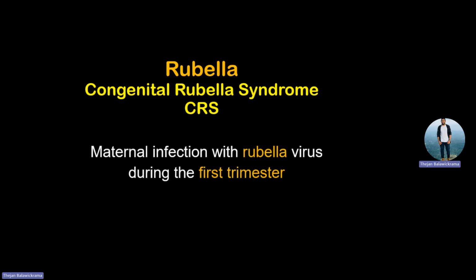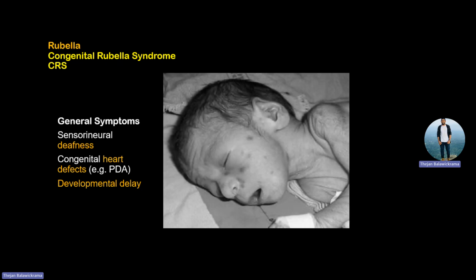Rubella. Rubella is a viral infection. If the mother gets rubella during the first trimester, rubella is a fever caused by the rubella virus, it can go into the fetus, and that's called congenital rubella syndrome. In the general features, they develop deafness also. Heart defects are there and developmental delay. This is how they look when they are born.